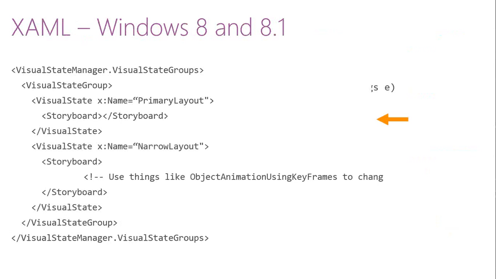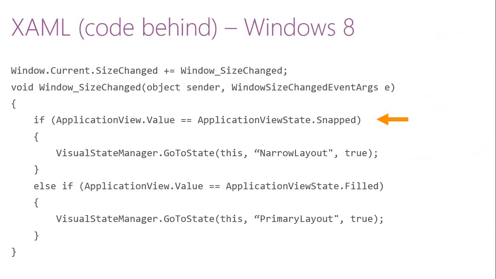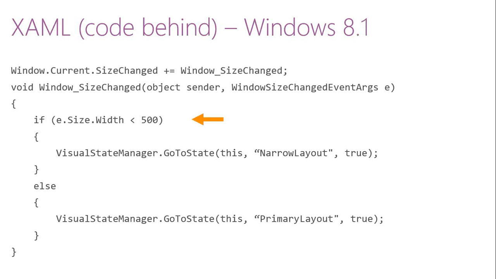Again, in Windows 8 and 8.1, visual states are used and primary layouts are mentioned, primary layouts and narrow layouts. What you use is ApplicationView.Value and ApplicationViewState.Snapped. People who have already developed Windows 8 applications must be aware of all of this. But in Windows 8.1, you use a property called e.size.width, and according to this size, you have to define whether you are going to go for narrow layout or primary layout.